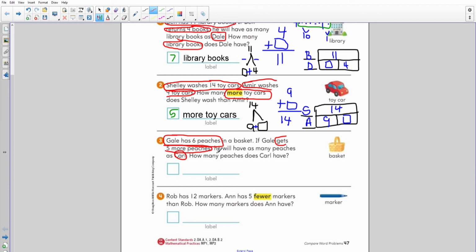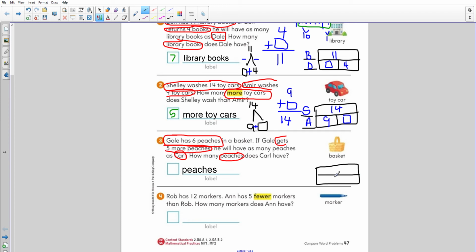If I go to my question, how many peaches does Carl have? There it is, peaches, that's what I'm looking for. So I'm going to write my label in for peaches. All right, now this one's going to take a little bit more thinking for me. So I'm going to take some time to quickly draw my comparison bar drawing.